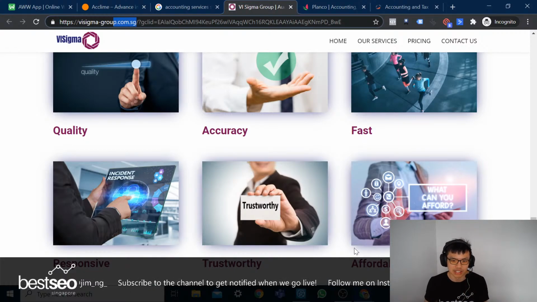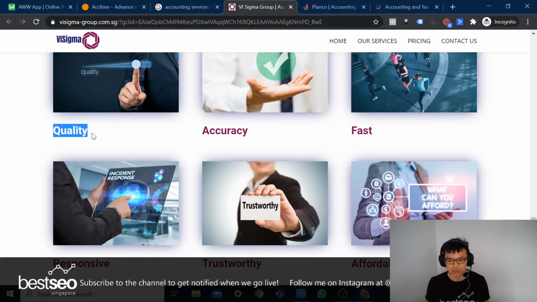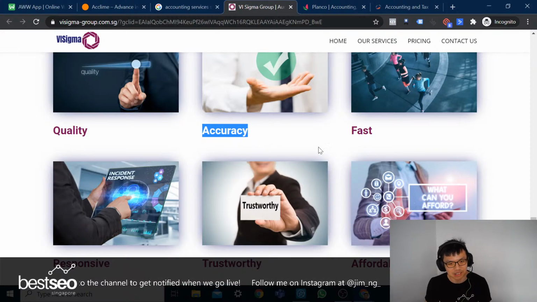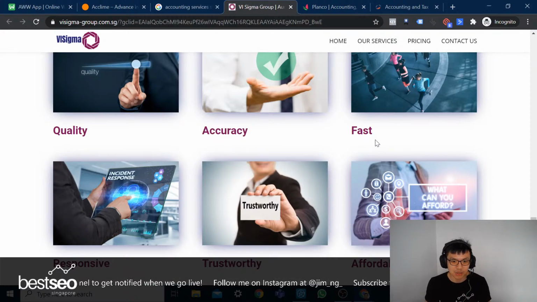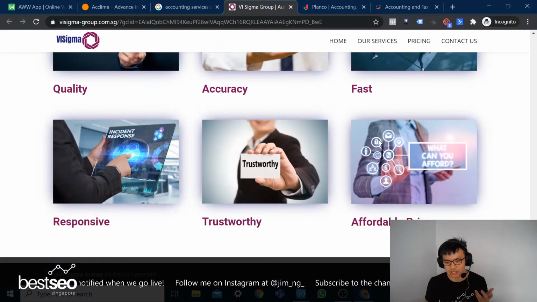So: quality, accuracy, fast, responsive, trustworthy, affordable price. All these are too generic. Quality, what kind of quality? How do you define quality? Accuracy, what kind of accuracy? I don't know. Fast, how long? One year, two years, three years? Again, all these are too generic.